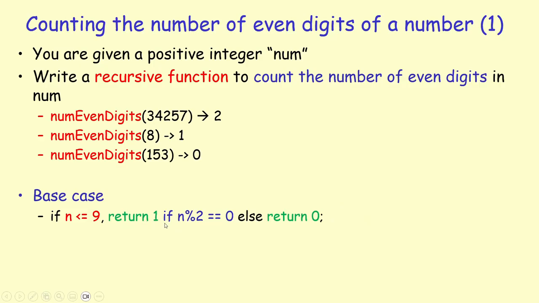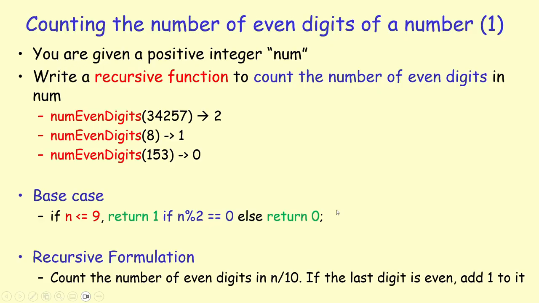So this is what this is saying. If you look at the number, if it is an even number, then you return 1. Otherwise, you return 0. The recursive formulation is again the same: just peel off the last digit, compute the number of even digits on the rest of the number. Then we need to look at the last digit that we just peeled off. If it is an even digit, then we need to add 1 to the result of the subproblem. Otherwise, we just return the result of the subproblem.